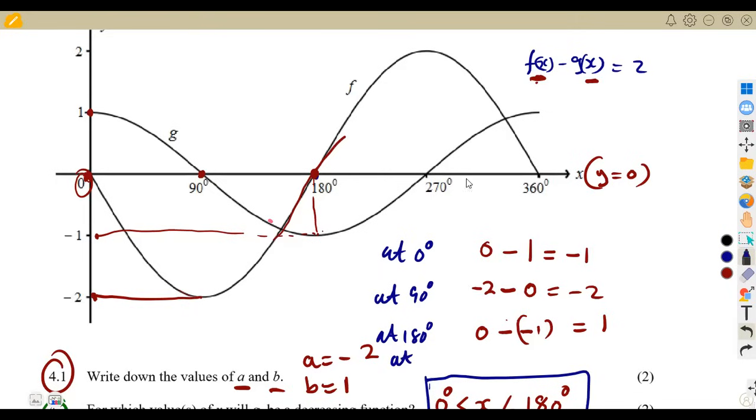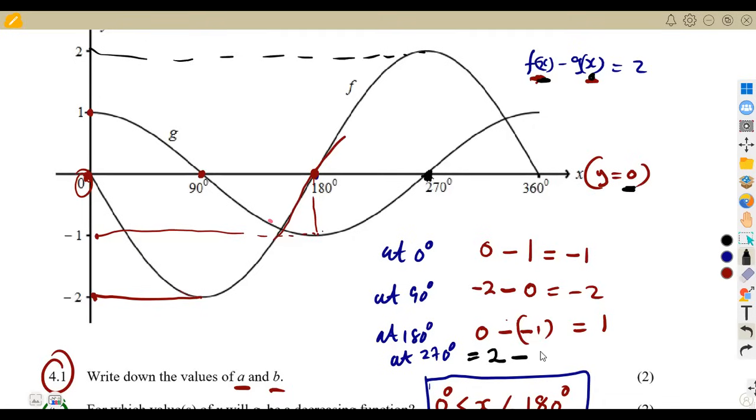We are now at 270 degrees. At 270 degrees, what is going to happen? All right, at 270 degrees, we are going to see the value of f of x, because we need f of x, this is at 270 here. The value of f of x there corresponds with what? With 2. So that's 2 minus the value of g of x at 270. The value of g of x is on the x-axis, and I said on the x-axis, y is equal to 0. So it's 2 minus 0, which is what? Which is 2. All right, let's move on to 360 and finish up.